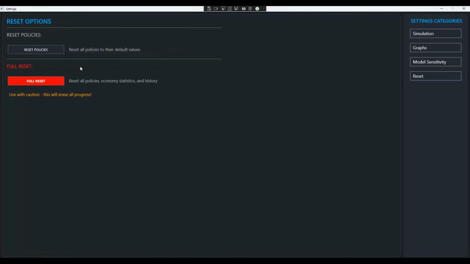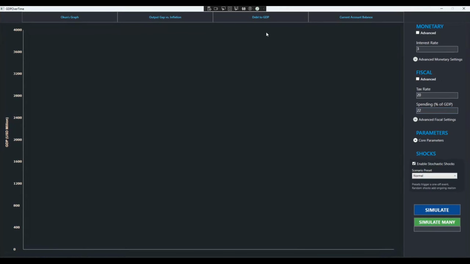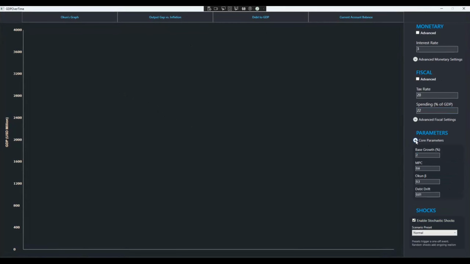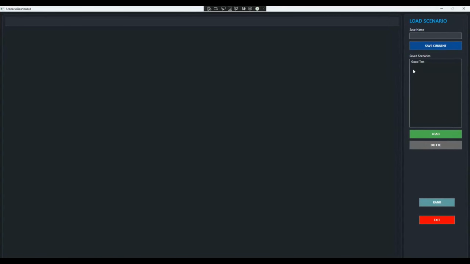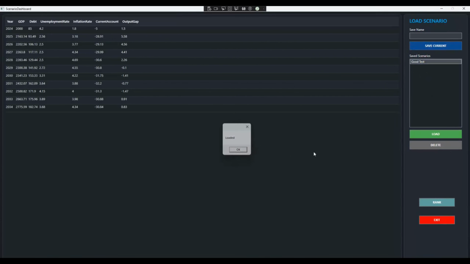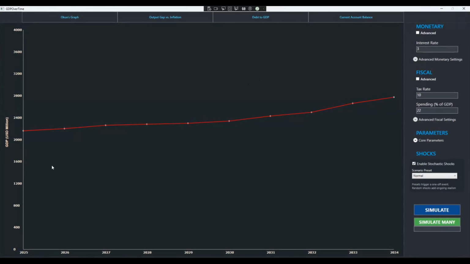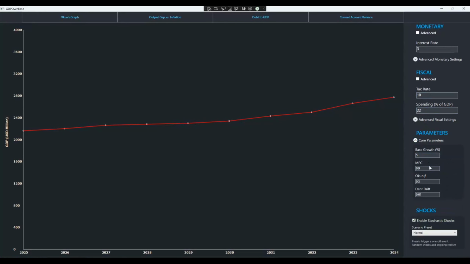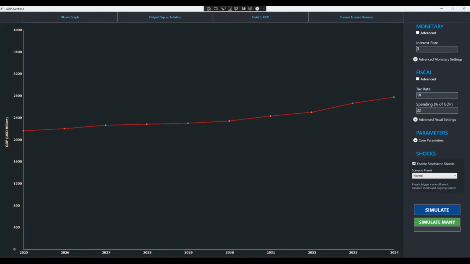So if we were to reset the whole simulation, go back to the simulation dashboard, we can see that everything's been reset. All the policies have been reset. So now when we load this, all the policies should revert back to whatever was saved in this scenario, and then all the graphs should be reverted back too. So exiting, going back, you can see the graph is restored back to its state, tax rate, all the text boxes are restored, 5%, 0.9, etc. So we can confirm that that works.